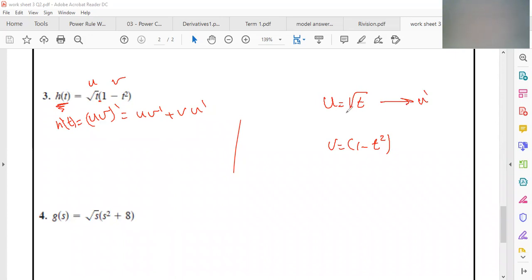To find u prime, I need to rewrite the function in power form, which helps me apply one of the rules which I learned before. This is t to the power half. The derivative here will be half t, and decrease the exponent by 1, negative half. I just apply the rule. That is called the power rule: the derivative of x to the power n with respect to x is n x to the power n minus 1. Half minus 1 will be negative half.